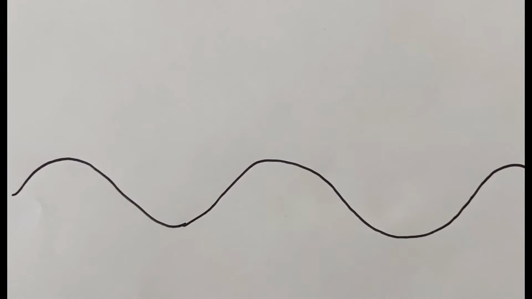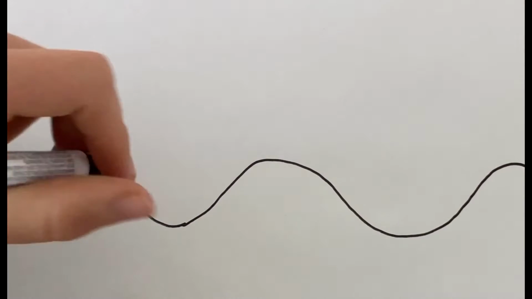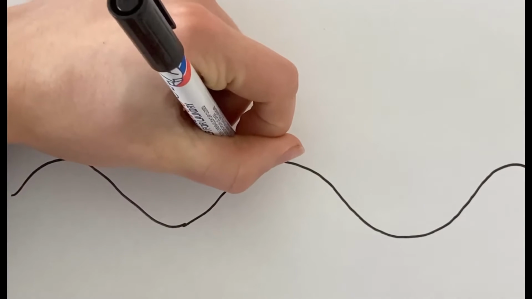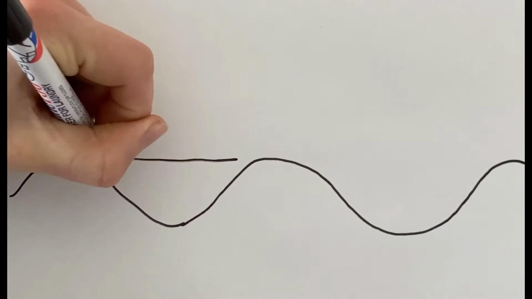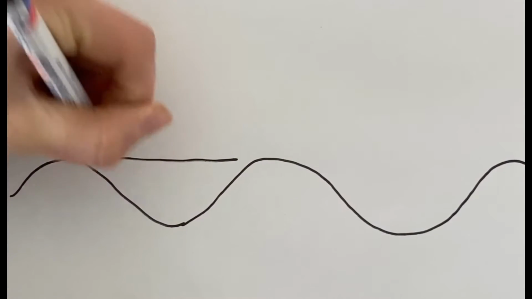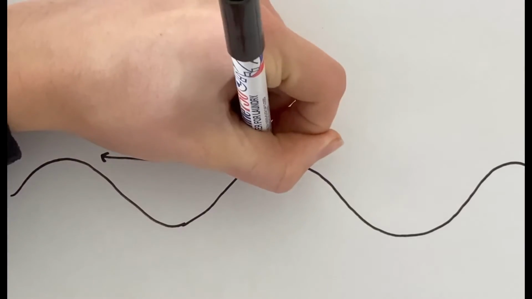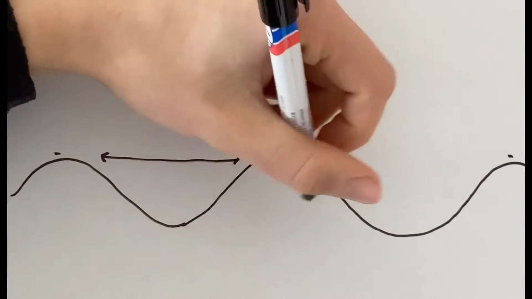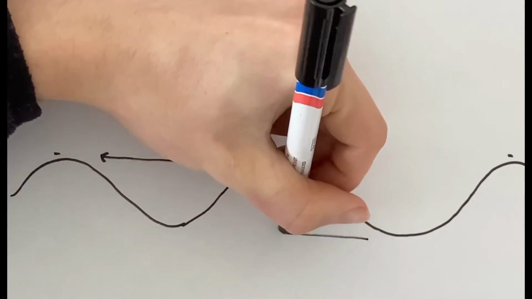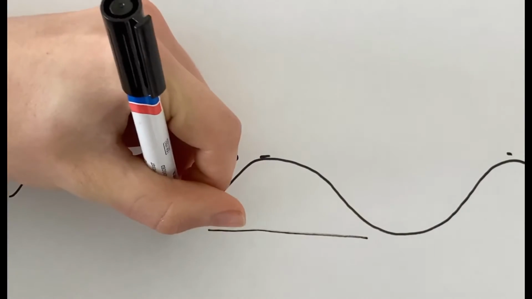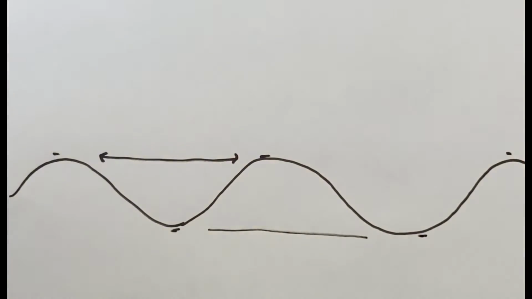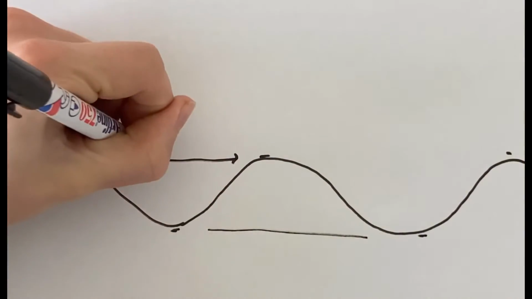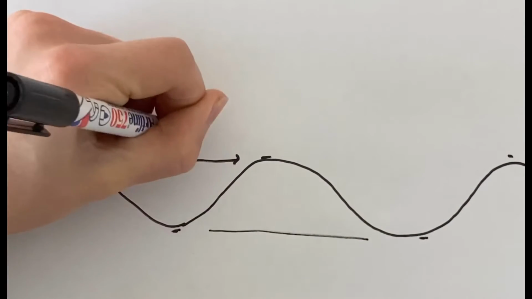So, our different parts of the wave. The first one would be wavelength, which is here. So that's from peak to peak. There is your peak, and there's a peak, and there's a peak. But it can also be measured from trough to trough, that's the bottom bit. So that is wavelength.